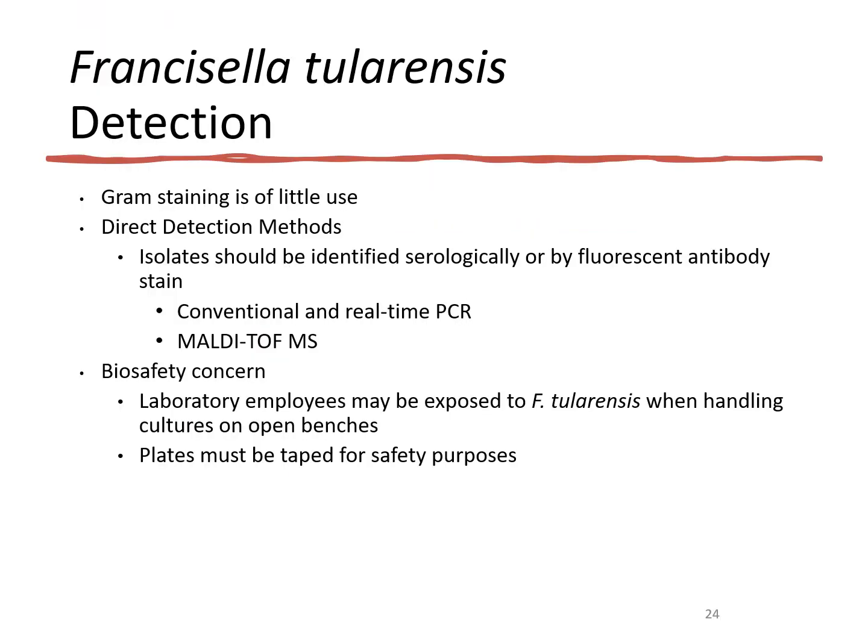Since this organism does not gram stain very well, it is of little use to actually use a gram stain to try to help identify it. And so this organism, again, like most of these that we've discussed, is typically going to be worked up with some sort of automation or direct detection method. And so you look for a particular antibody stain or fluorescent antibody stain to look for this organism, or something like mass spectrometry or PCR testing.